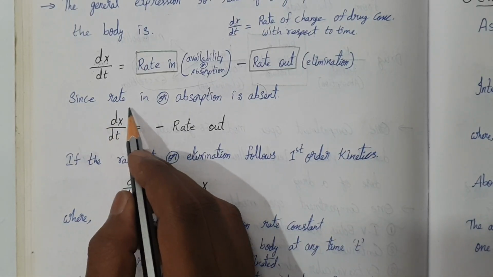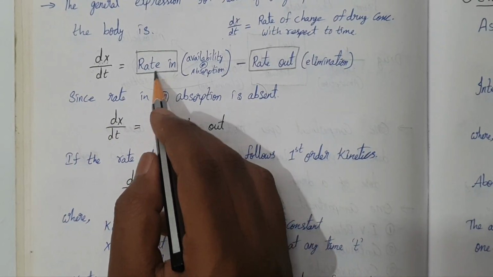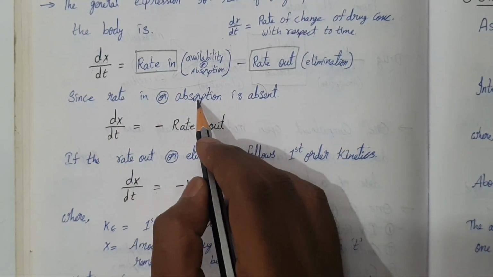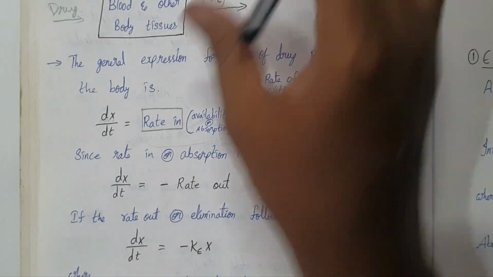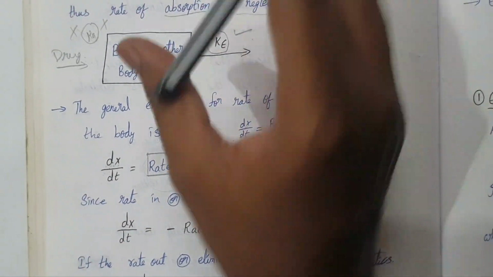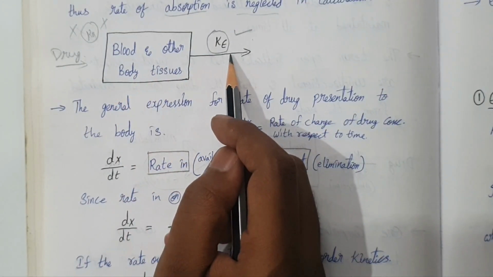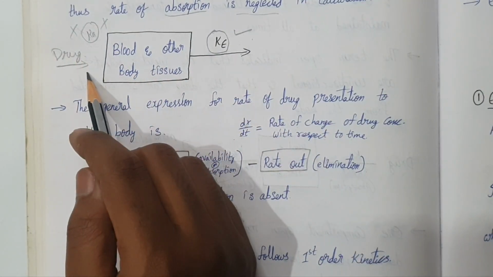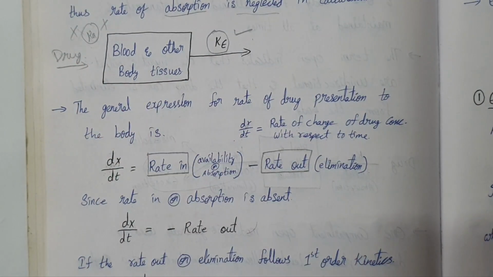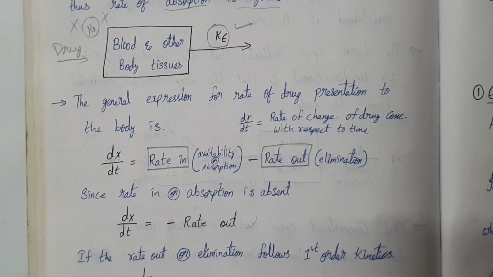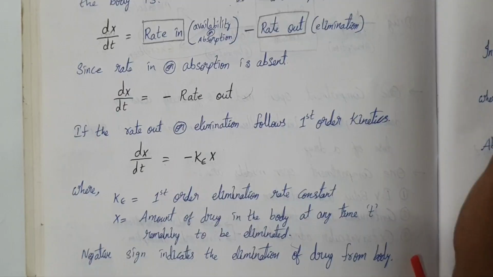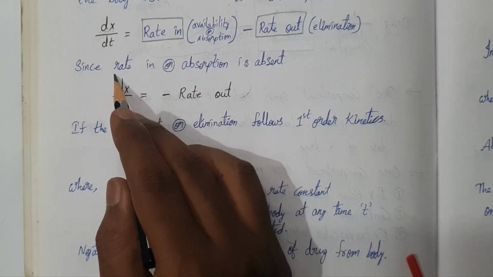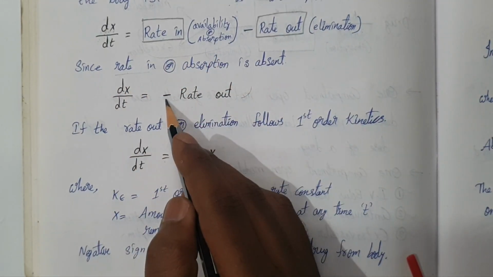Then since the rate in absorption is absent. Okay, in IV bolus, is there absorption present or not? Only elimination was there. No absorption will be there because in IV bolus we are injecting the drug directly into the bloodstream, into the vein. So rate in or absorption will be absent.